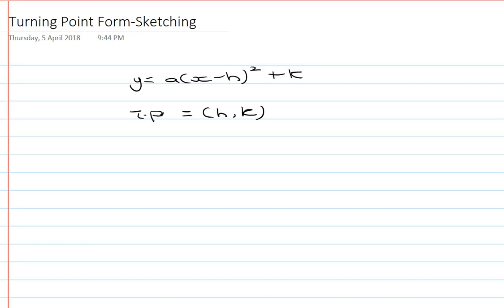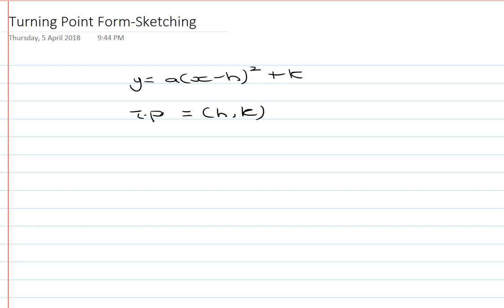In this video, I'm going to show you how to sketch some graphs when the equations are in turning point form. So I've written up here the general form for turning point form. Just a reminder that A is the dilation factor, H is the horizontal shift, and K is the vertical shift. And we said that the turning point was at the coordinate (H, K).